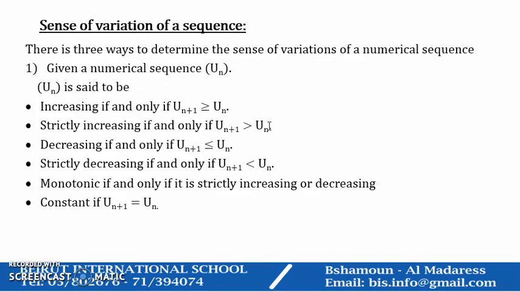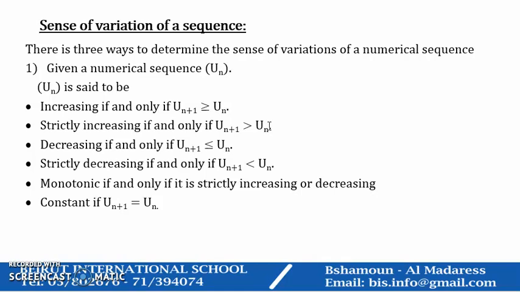Sense of variation of a sequence, exactly like the functions: increasing, decreasing, constant, strictly increasing, strictly decreasing. We have three ways to determine the sense of variation of a numerical sequence. Given, the sequence un is said to be increasing if and only if u(n+1) is greater than or equal to un. In other words, u(n+1) minus un is greater than or equal to 0. Strictly increasing if and only if u(n+1) is strictly greater than un, or as I said before, u(n+1) minus un is strictly greater than 0.